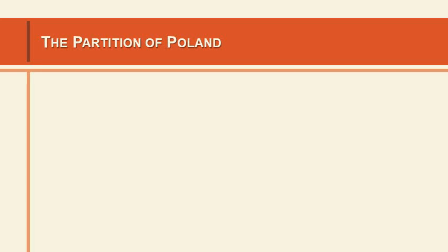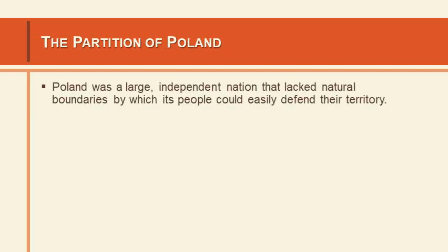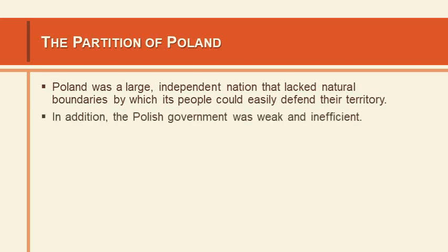However, sometimes when you're big enough, you don't have to go to war. The threat of war can allow you to accomplish what you want, and that's what we see in the partition of Poland here. They're a large independent nation, but they lack natural boundaries, like rivers and mountains, and so it's difficult to defend. Their government is weak and inefficient, so in other words, maybe not able to raise an army, not able to have the financial resources to sustain war.